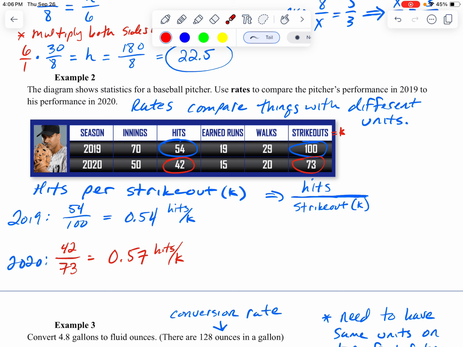And we could compare almost any of these statistics, right? How many earned runs per inning or how many walks per inning. Those would be good statistics if we were analyzing this pitcher's effectiveness.